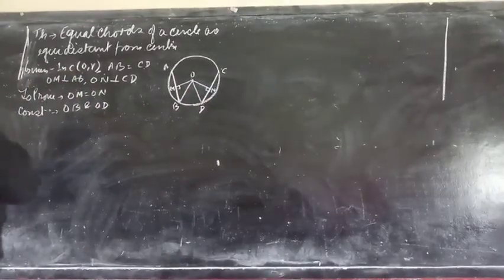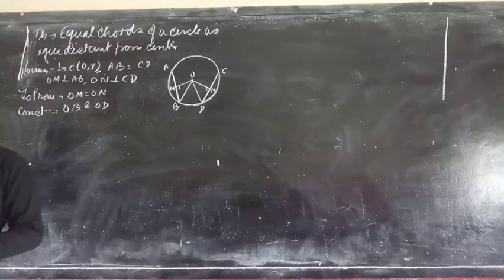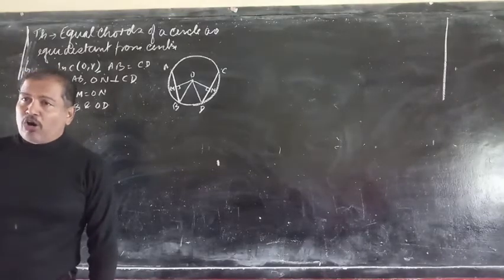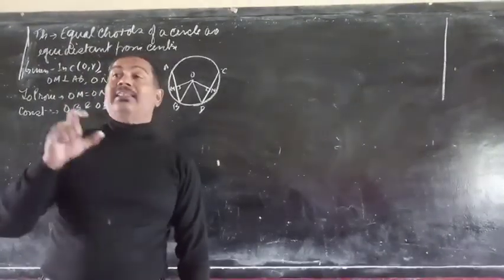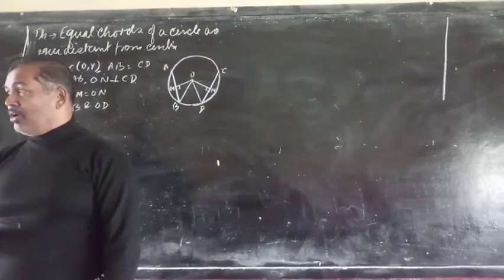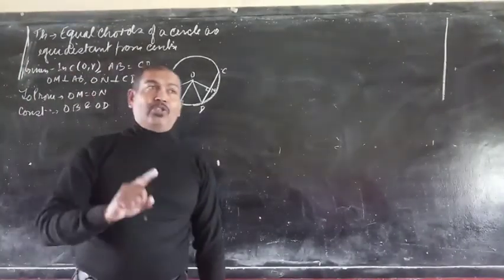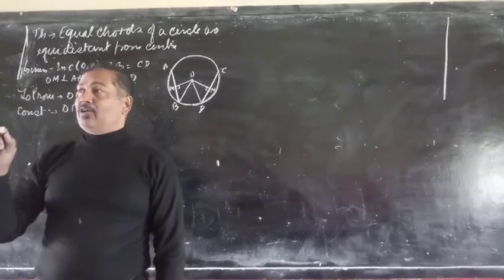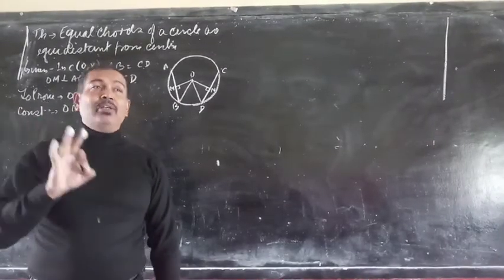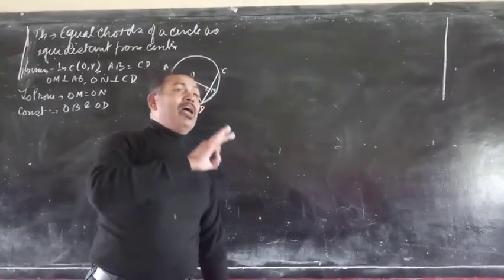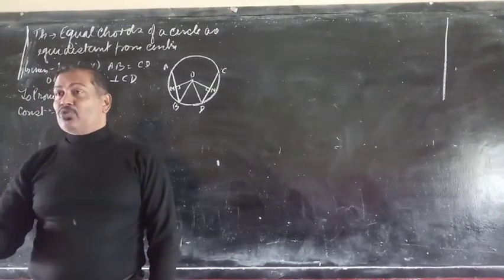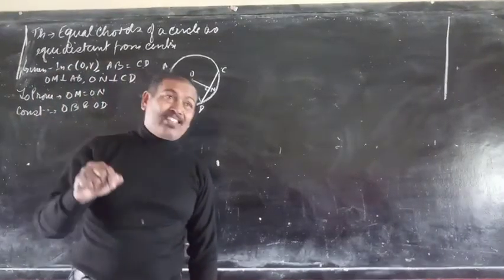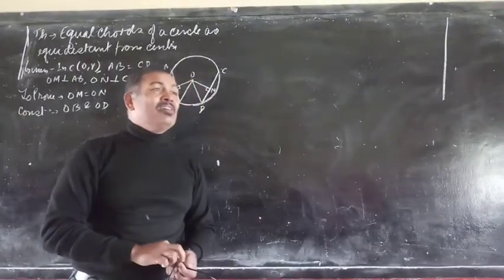Now, before this exercise, we have studied one theorem: if a perpendicular is drawn from the center to a chord, what is the result? Sir, the chord is bisected. It bisects the chord. When I asked you the difference between theorem and axiom, I taught you that theorems are geometrical facts which can be proved with the help of axioms and previously studied theorems. So here we can use one of the facts of the theorem which you have studied earlier.